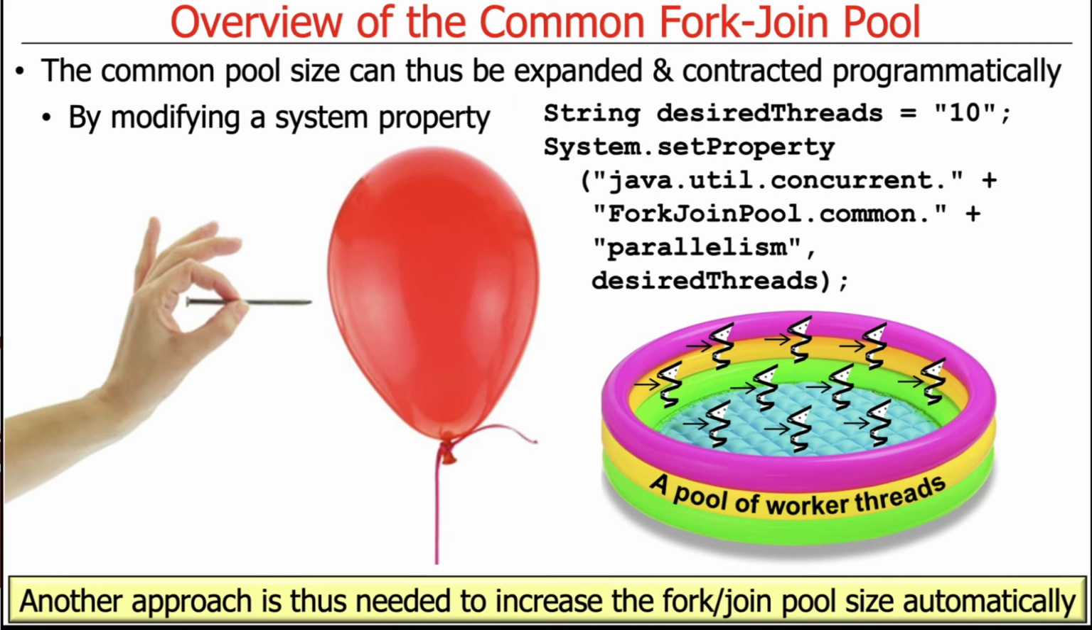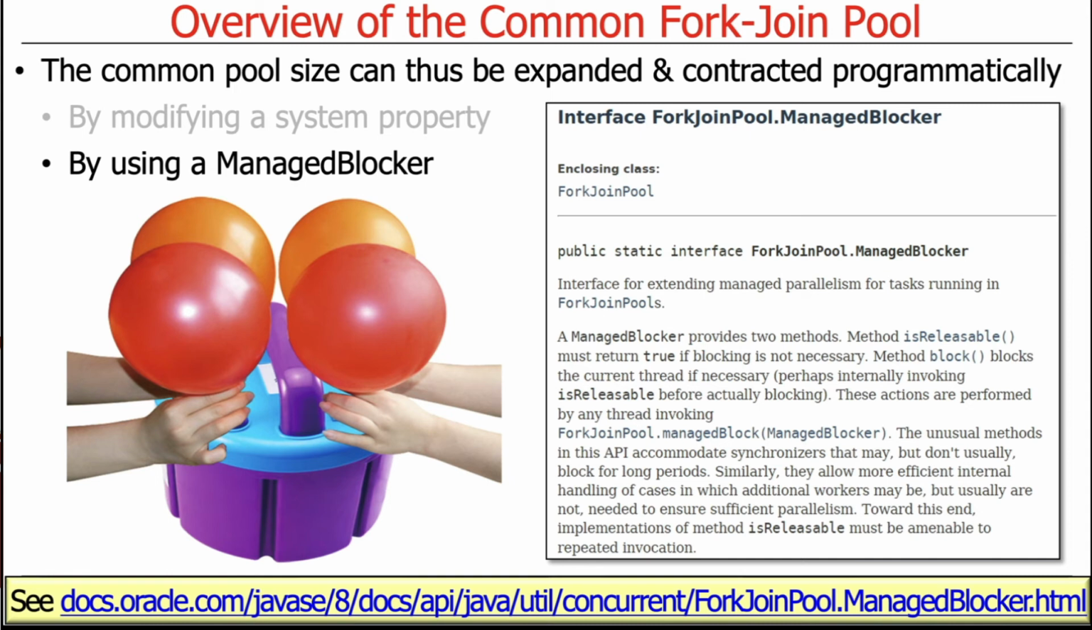So we need something beyond setting this static value in order to be able to increase the fork join pool size. And we'd like to be able to do this automatically based on runtime properties, not things you have to know about ahead of time. So how do we do that? Well, we're going to be using something called the managed blocker. And managed blocker is essentially a mechanism which you will have to know how to use for your programming assignment number 4A. And this gives the common fork join pool the ability to expand and contract automatically.